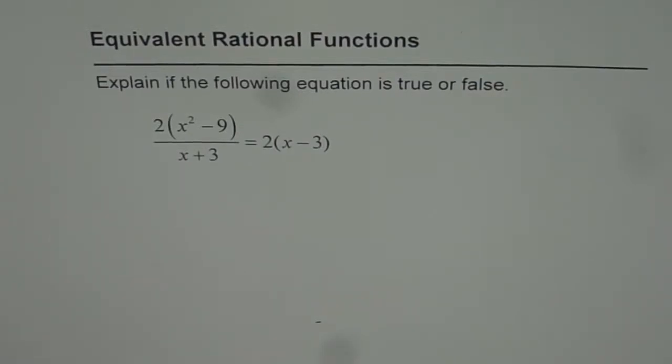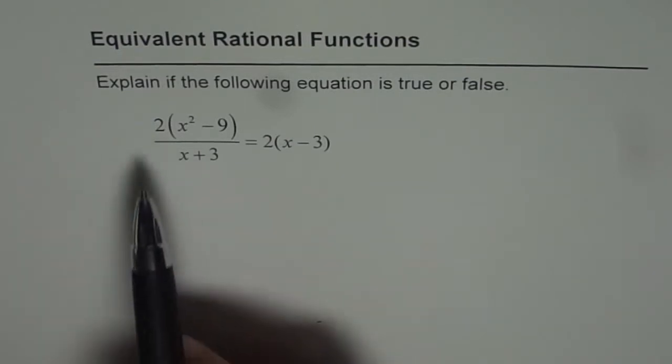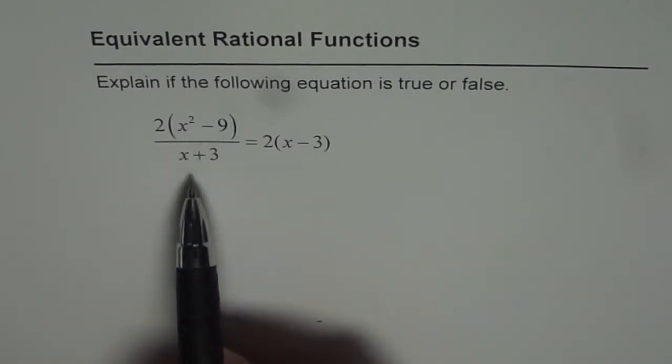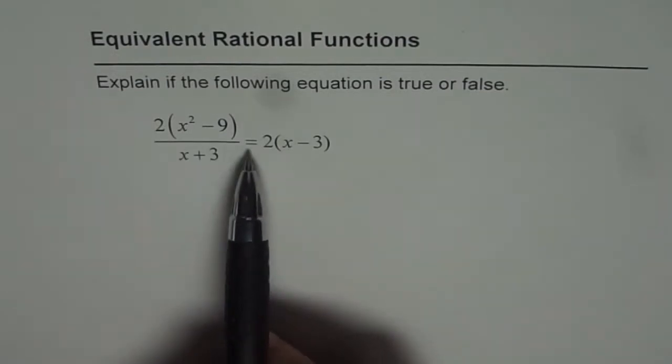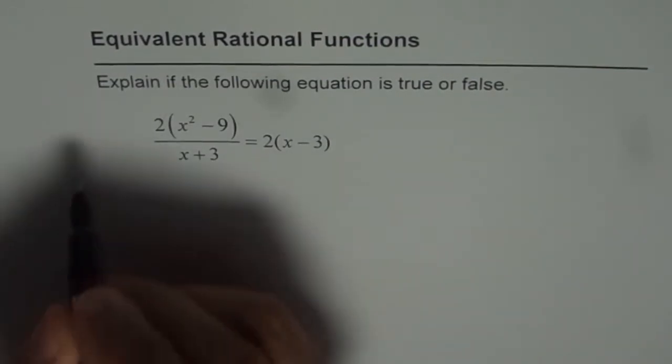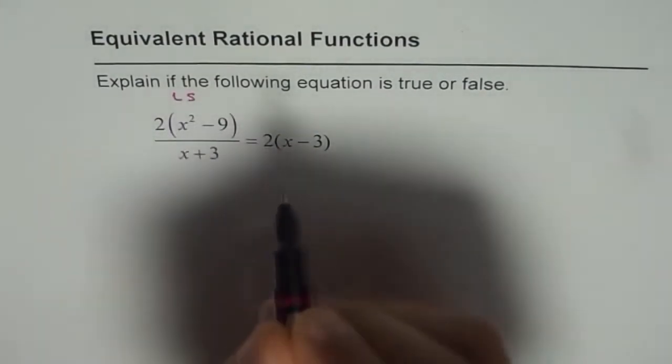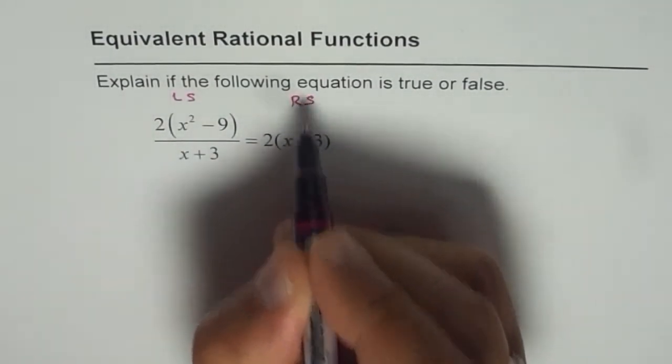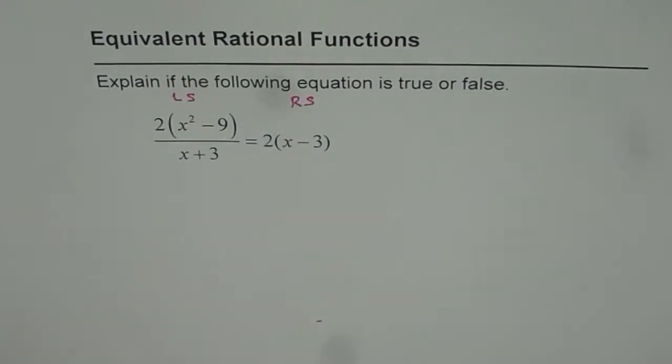Equivalent rational functions. Explain if the following equation is true or false. Now the equation is 2 times (x squared minus 9) divided by (x plus 3) equals 2 times (x minus 3). Now let us look into the left side. So this is the left side of the equation and that is the right side. On the face of it they look kind of similar.